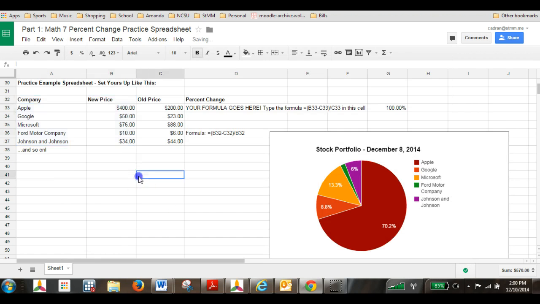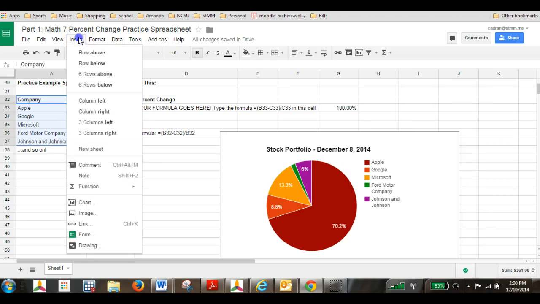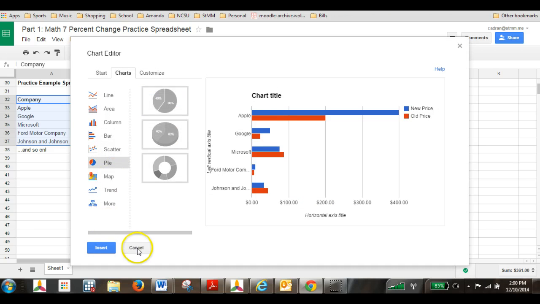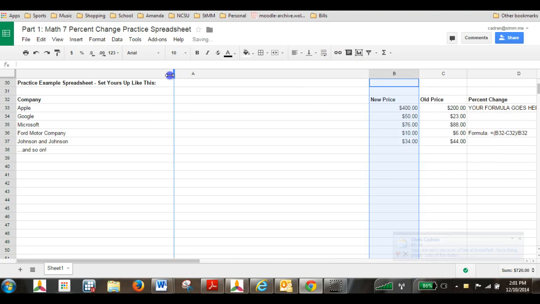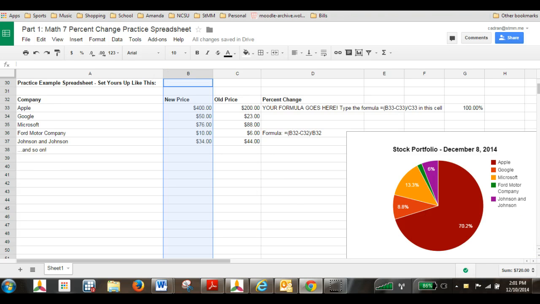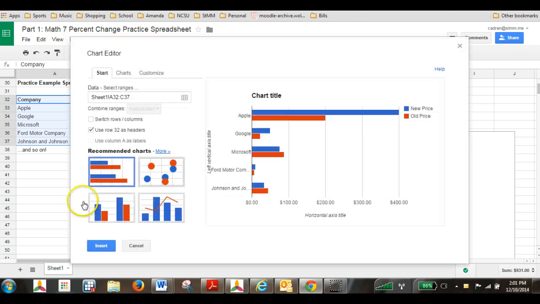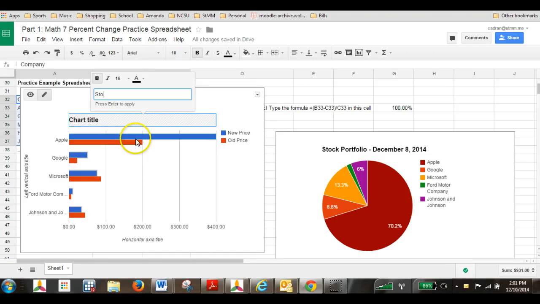If I wanted to create the chart for August, I can hide this column, select, insert my chart, and find it again. Then I can unhide my column B. All right, the last thing that you need to do is to make a bar graph for all of your information. So we selected all this time, go to chart, it's recommended a bar graph for me. I can insert that. Maybe I can call this stock market comparison, something like that.